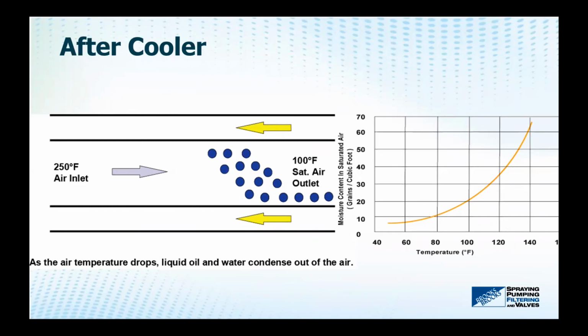Typically compressed air systems are designed to accept the maximum inlet temperature of 100 degrees Fahrenheit. And the logic behind that is, as illustrated here, at 100 degrees Fahrenheit, we have approximately 21 grains of moisture per cubic foot. If you can get the temperature down to 80 degrees Fahrenheit, you only have approximately 11 grains of moisture per cubic foot. So you've lowered the moisture level down by 50%.